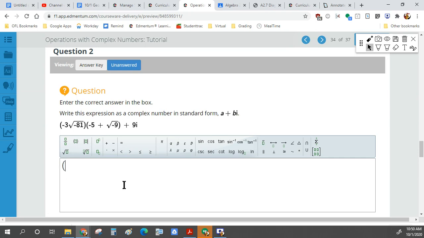So when I'm doing this, I'm going to pull out the I. So this becomes negative 3i, because I'm pulling out that I.